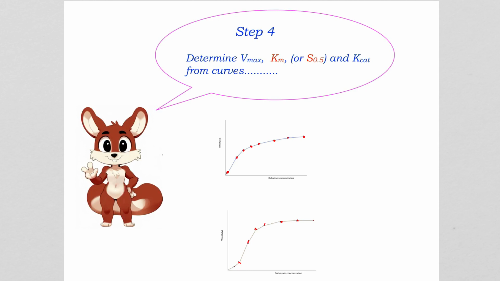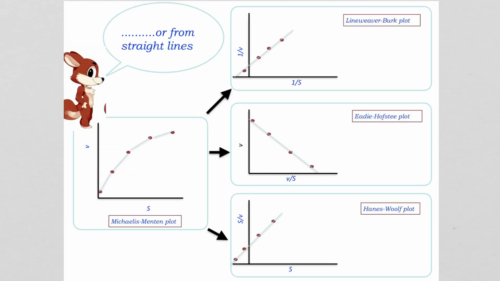Making a curve requires several reliable points, and also trying to get these values from curves might require sophisticated statistical software. So another way to get Vmax, Km, and Kcat is to convert these curves into straight lines. So we can mathematically convert the curve into straight lines.